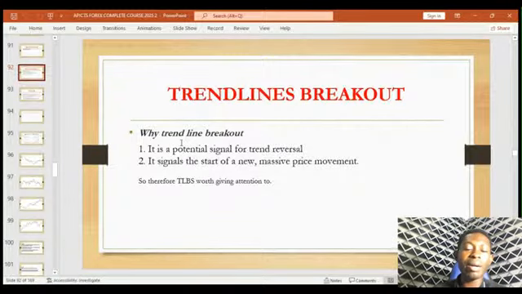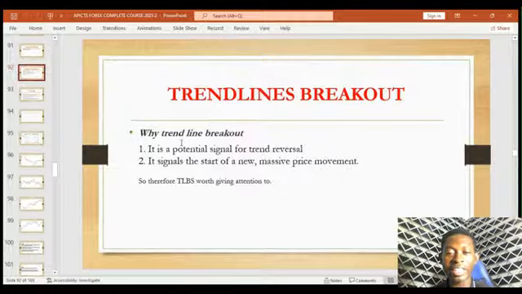Why trend line breakout? We've talked about when it does not break, which I taught you last week. When the price respects the trend line, we call it trend line bounce. Now, when price does not respect the trend line, we call it trend line breakout. That means the trend line is broken out. So why is trend line breakout a potential signal for trend reversal?